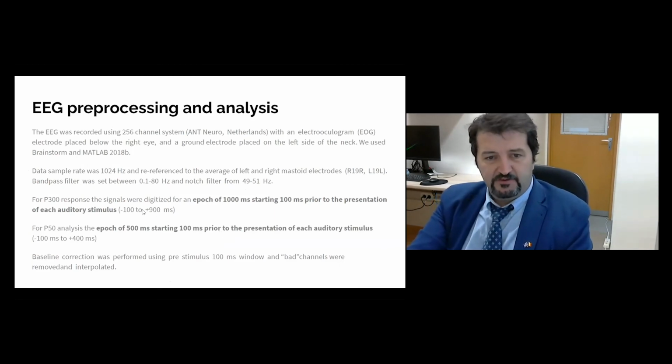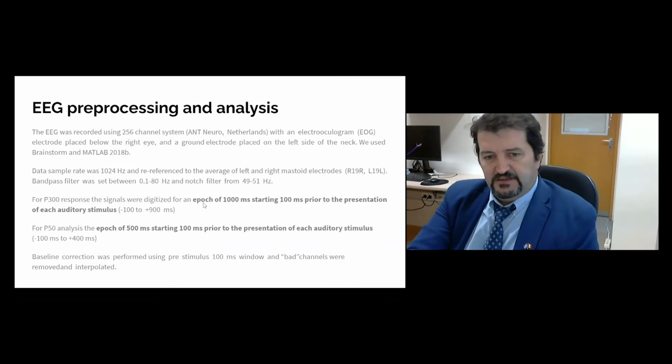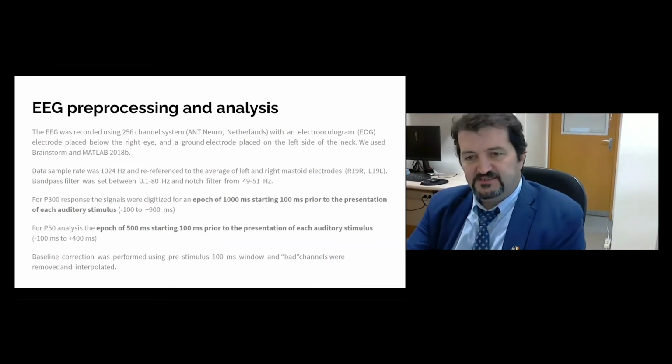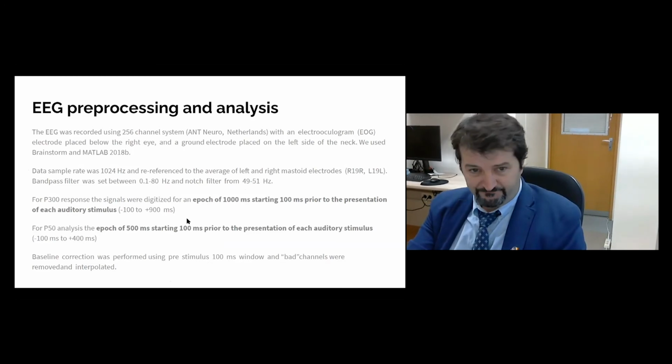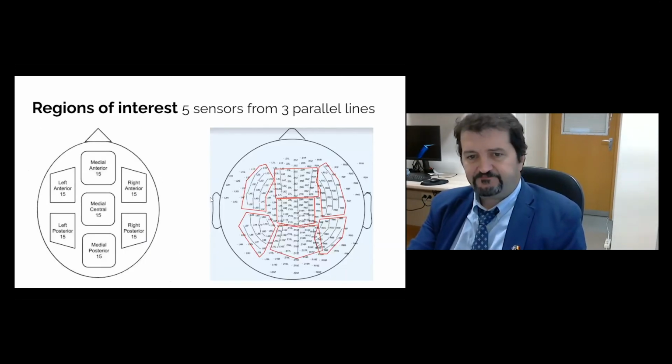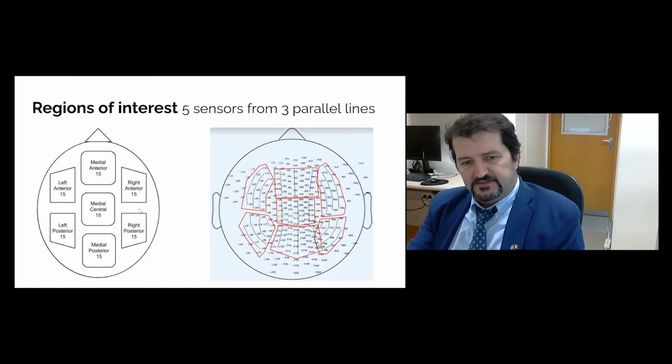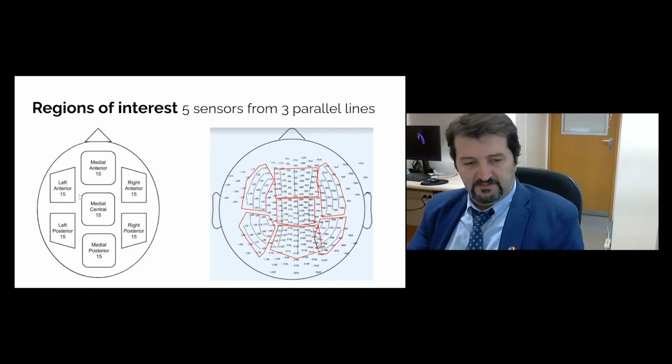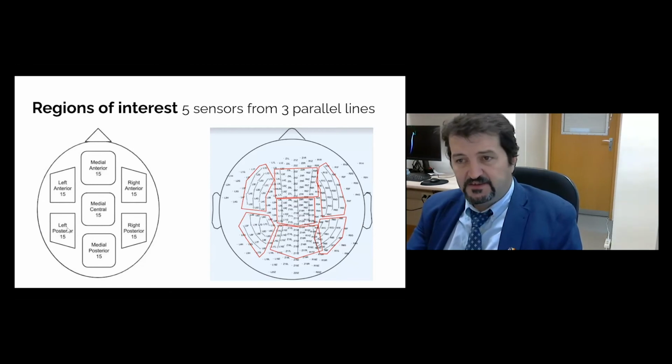These were the epochs for P300. We had an epoch of 1,000 milliseconds, starting 100 milliseconds prior to the auditory stimulus, and for P50 the epoch was 500 milliseconds. Here are the regions of interest. We recorded with high-density EEG and averaged the signal from 15 electrodes in each region. So we had the midline 3 regions, the right side of the brain 2 regions, and the left side of the brain 2 regions. Here is a region of interest.